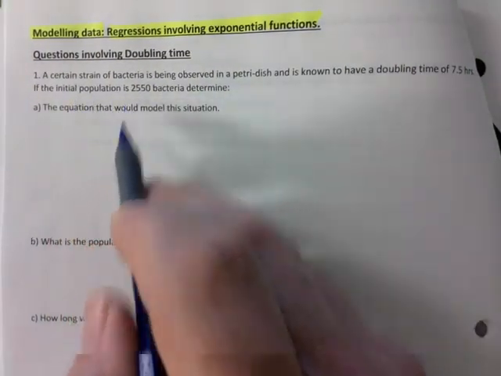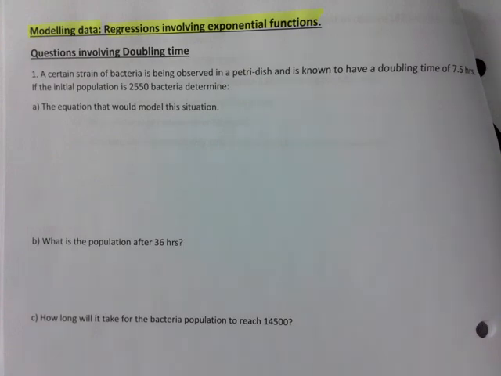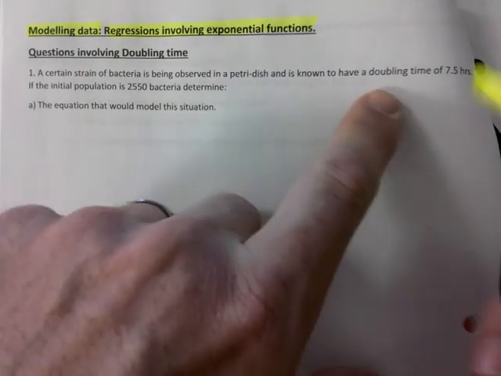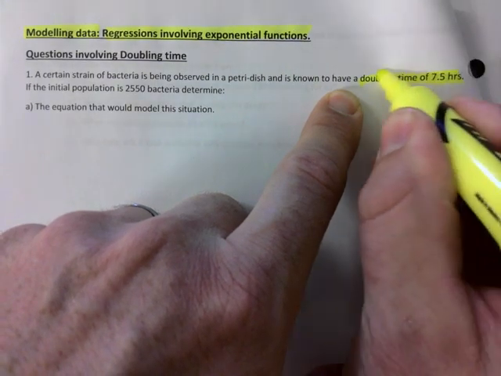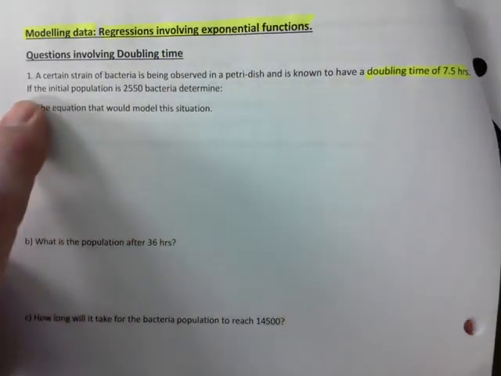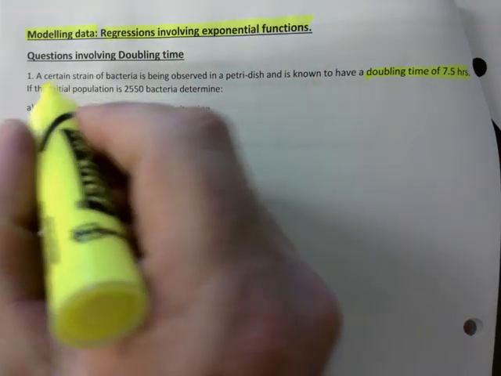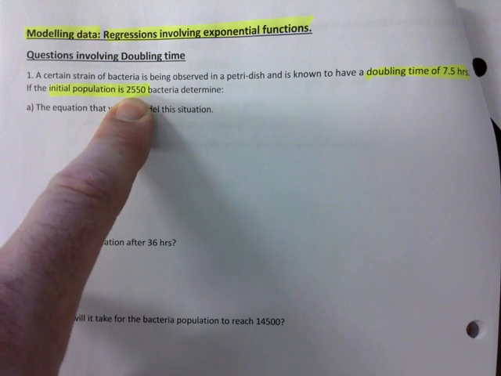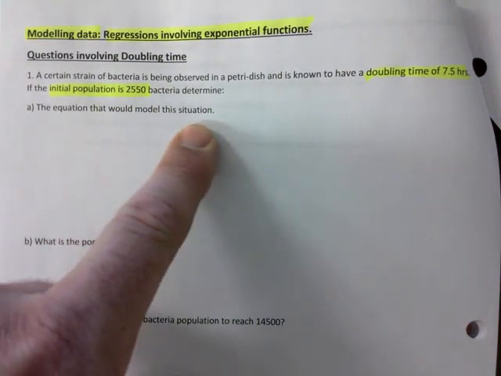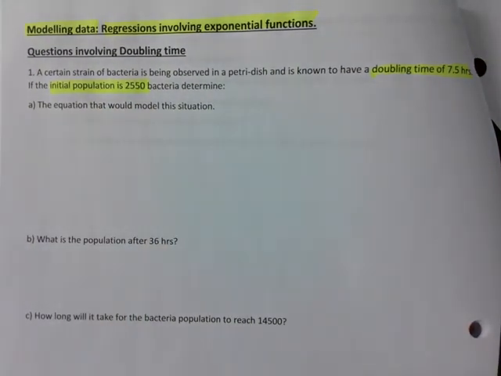So a certain strain of bacteria is being observed in a petri dish and is known to have a doubling time, right? That's very important, doubling time of 7.5 hours. If the initial population of bacteria is 2550, determine the equation that would model the situation.